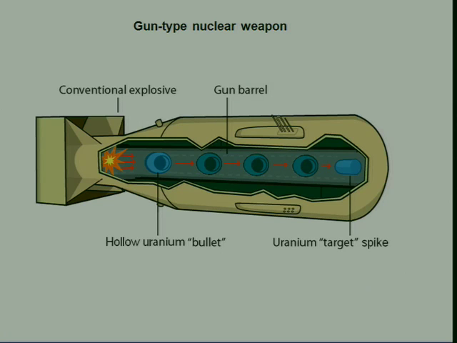And here are some more cartoons of it. This is a cartoon of the Fat Man design. So rather than just two equal pieces, you actually have a hollow bullet. You have an explosion go off in the barrel of the gun. It accelerates this thing into another target. And when they come together, you form the critical mass, and you trigger your neutrons.